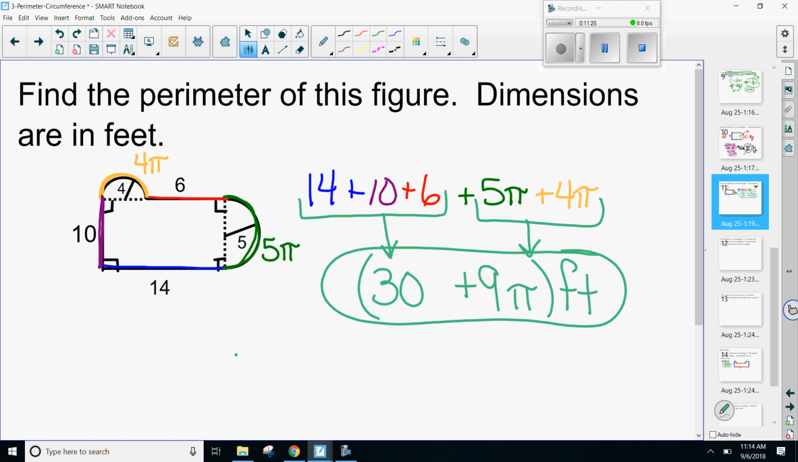Now, some of you took 3.14 times 5, then you took 3.14 times 4, and then you added those together and you got them in terms of one number, so many feet, and it was a decimal answer. You can do that, but you can group those curved segments together, and then all you have is one multiplication part where you take 3.14 times 9, and you get 28.26. If you add that to 30, what are you going to get?